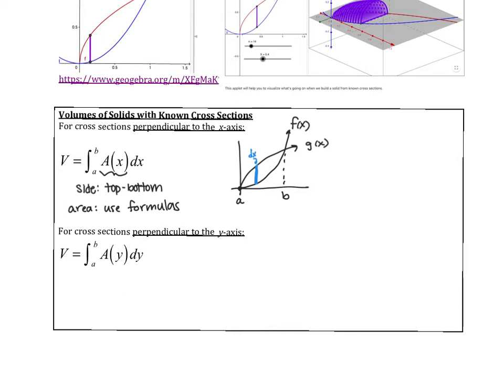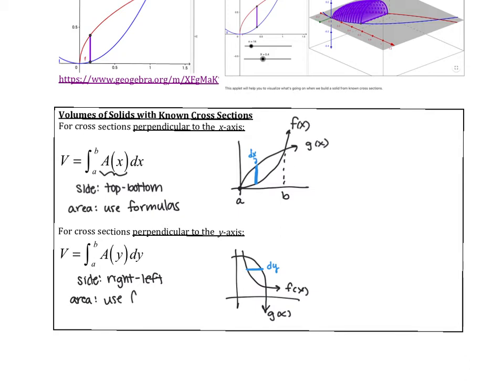Now, if the cross section is perpendicular to the y-axis, so maybe we have, I don't know, we'll call that f of x, and then we'll call this, let's do something like that, g of x. It might make more sense on this one to do it perpendicular to the y-axis. So this infinitely small width would be dy. And when I go to find the side of my shape, the side of my shape this time is going to be the right function minus the left function. And then the area, again, we're going to use our formulas.